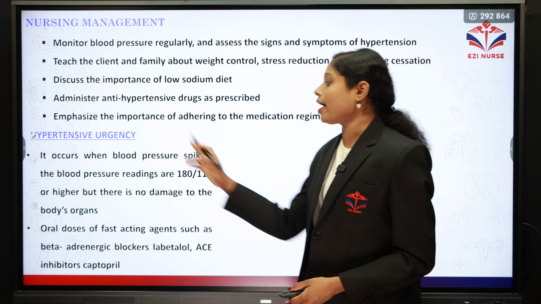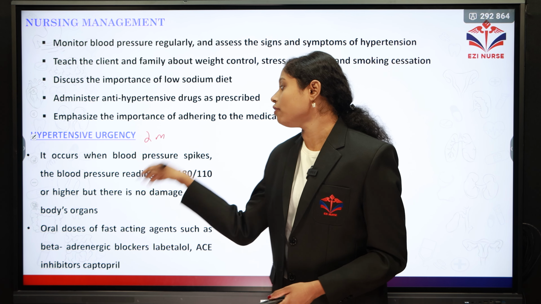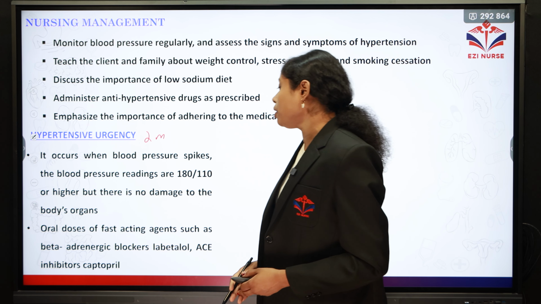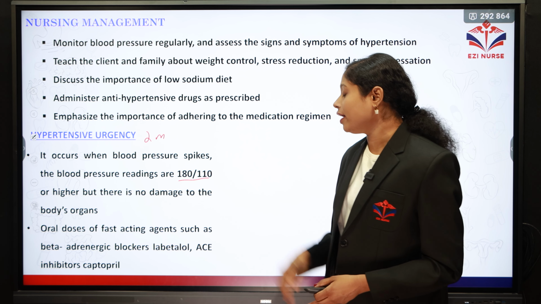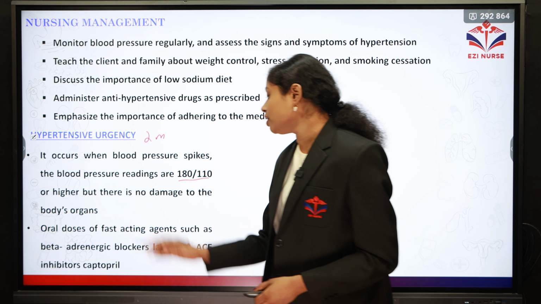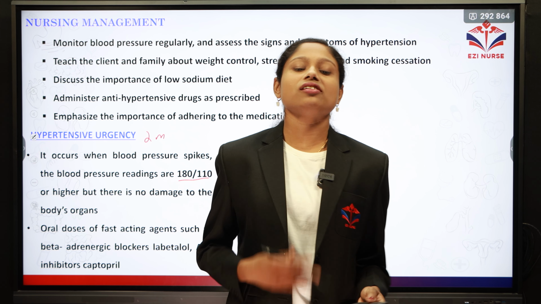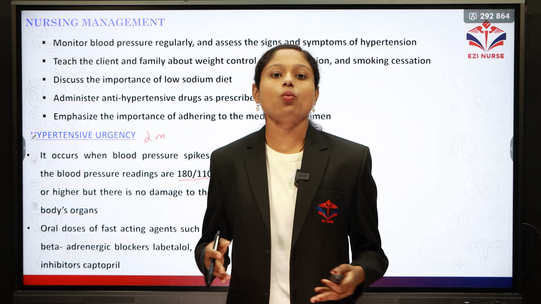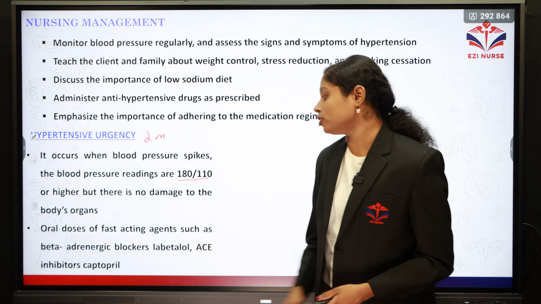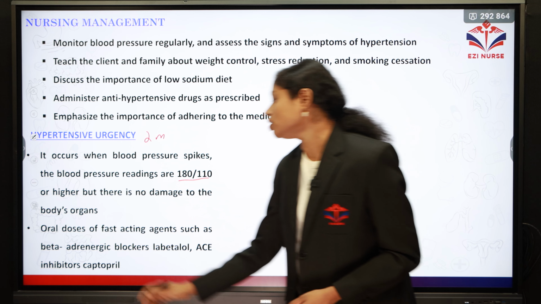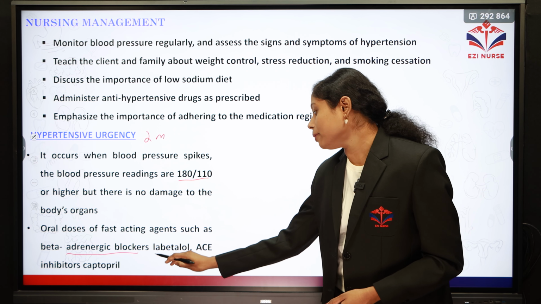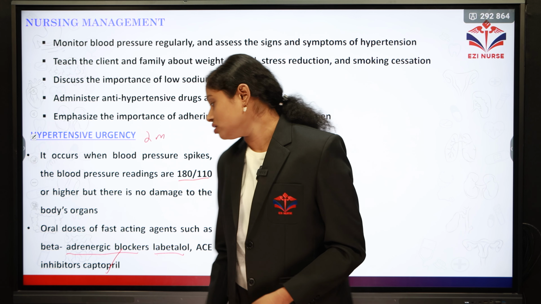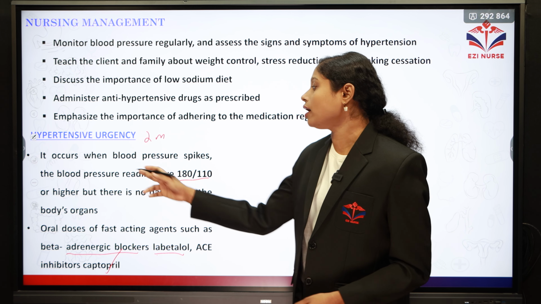Now, we will see another category. This is a 2 mark question. Usually, it will come for 2 marks. Hypertensive urgency. So, what is hypertensive urgency? It occurs when blood pressure spikes. The blood pressure reading should be 180 by 110 or higher, but there is no damage to the body's organs. Here, the blood pressure suddenly increases up to 180 by 110, but there is no organ damage. Treatment is oral doses of fast-acting agents such as beta-adrenergic blockers like labetalol, and ACE inhibitors like captopril. So, the main treatment is ACE inhibitors as well as adrenergic blockers. So, these are the hypertensive urgency points.